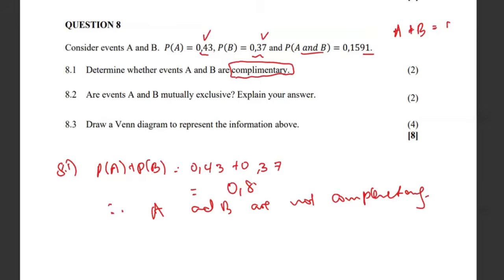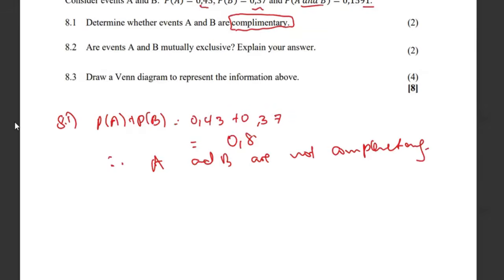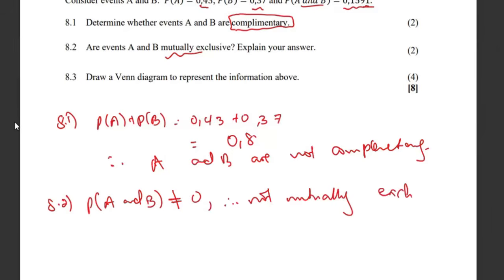Okay, then 8.2, are the events A and B mutually exclusive? In other words, is their intersection equal to 0? Because events will only be mutually exclusive if A and B is 0. But in this case, our A and B is 0.15. So meaning that probability of A and B is not 0, therefore not mutually exclusive. Okay, then 8.3, they want us to draw a Venn diagram to represent the above information.